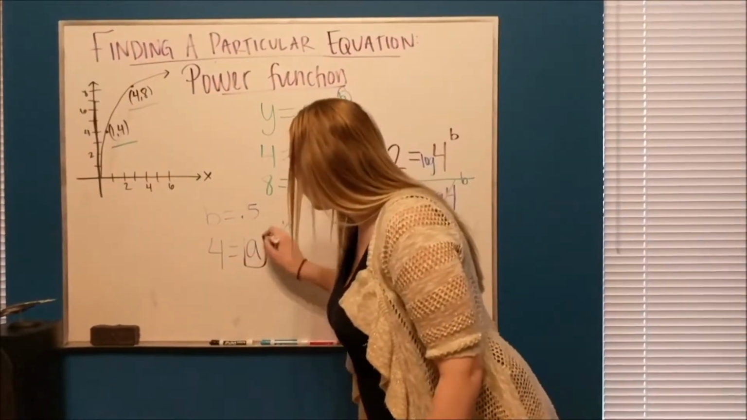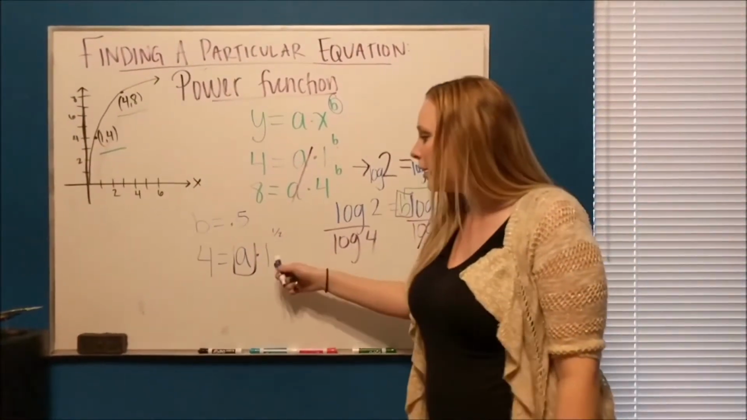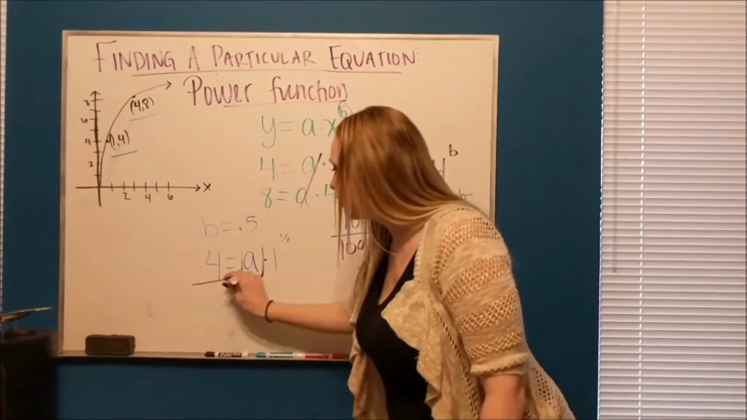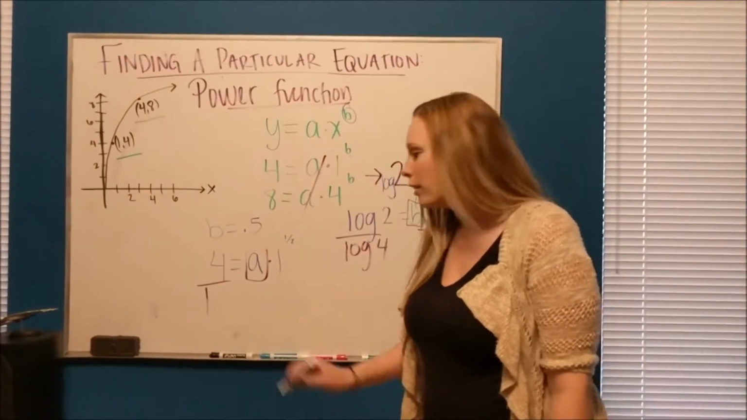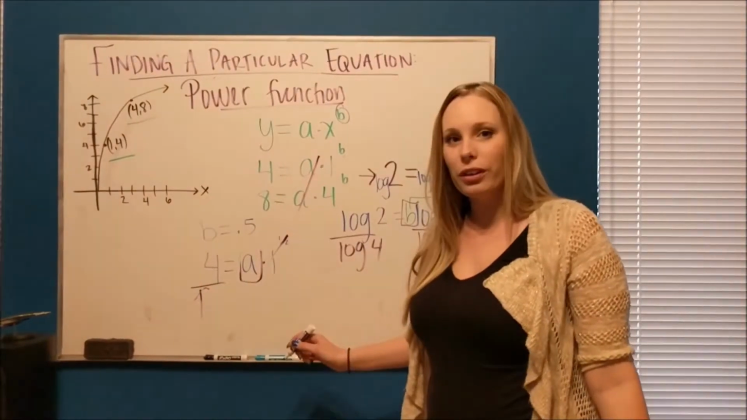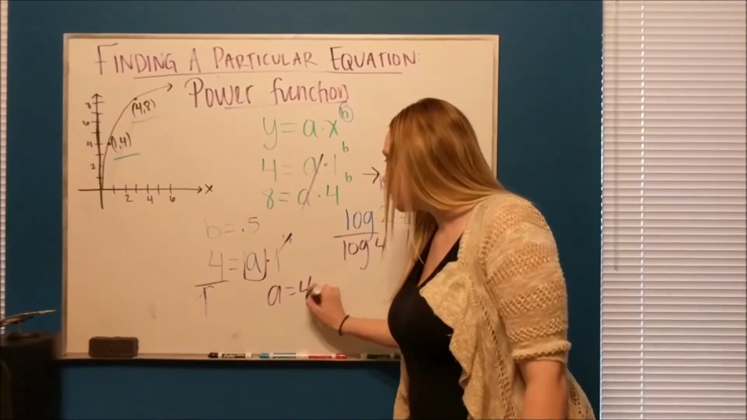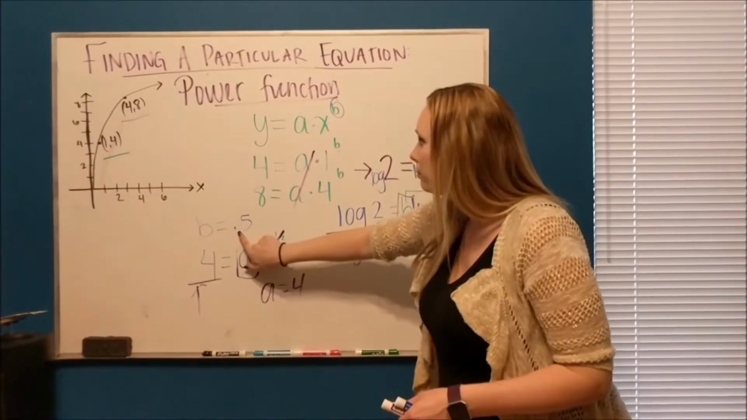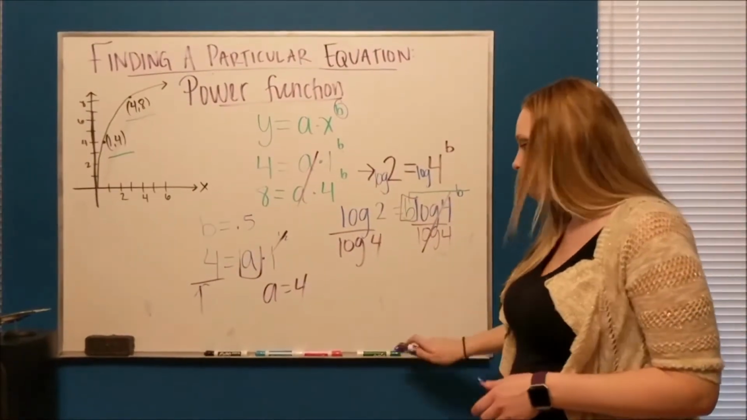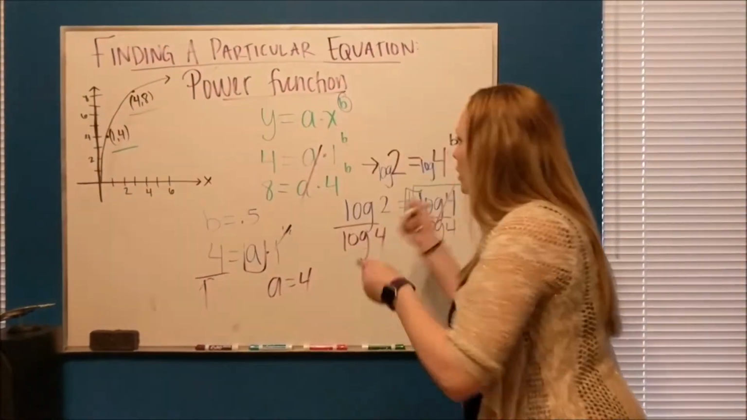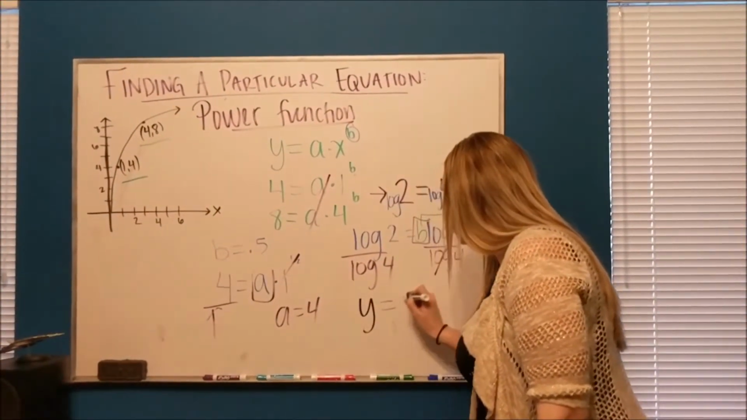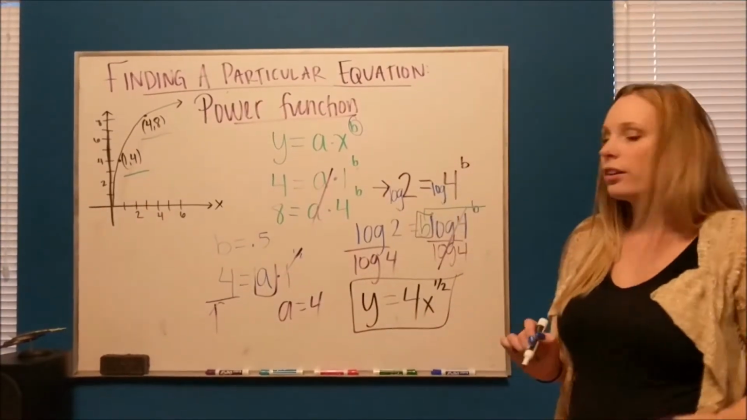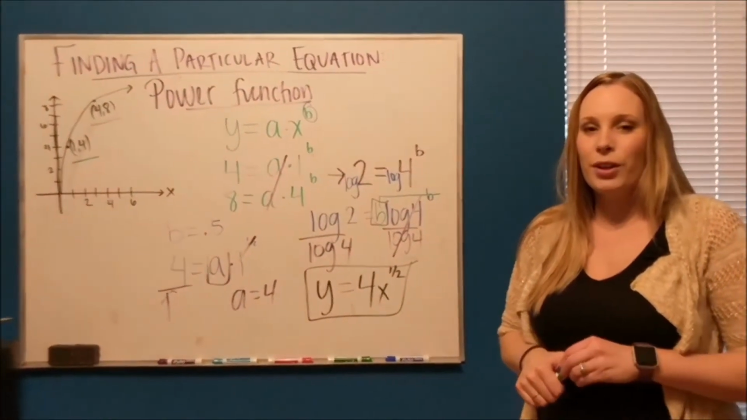We need to get a by itself. Well, 1 to the 1/2 power equals 1. So to get a by itself, I'm just going to divide 4 by 1. That gets a by itself. What does a equal? a equals 4. Now, we have a, we have b, we can write our particular solution. So we have y equals 4x to the power of 1/2. There is our particular solution. Hope that was helpful.